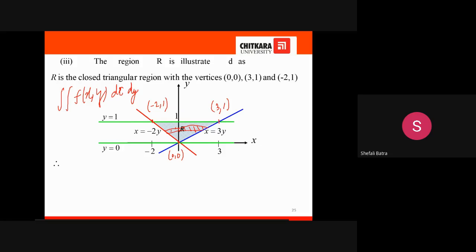Abhishek, minus 2y to 3y. And what about y? The limit of y? Minus 2 to 3.